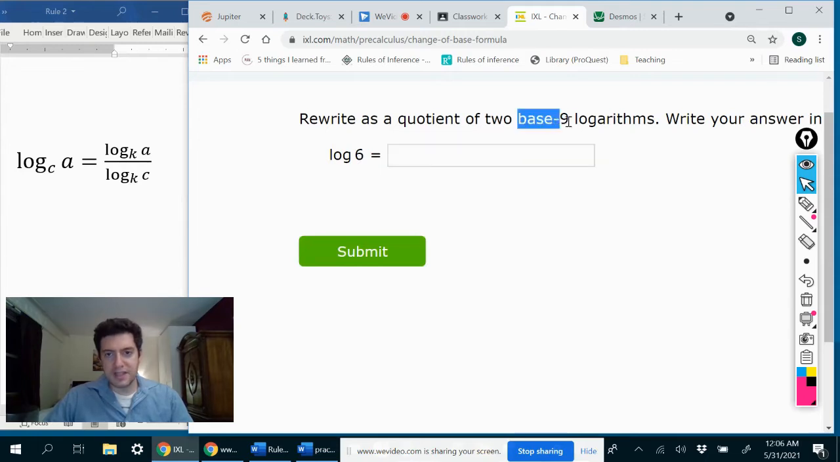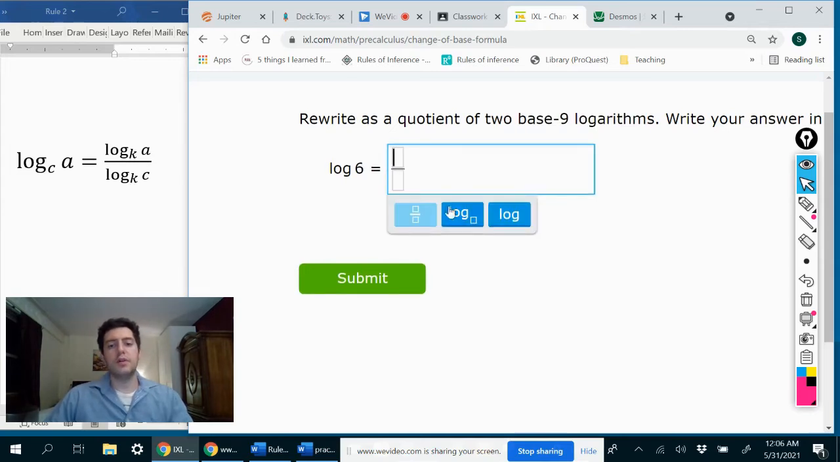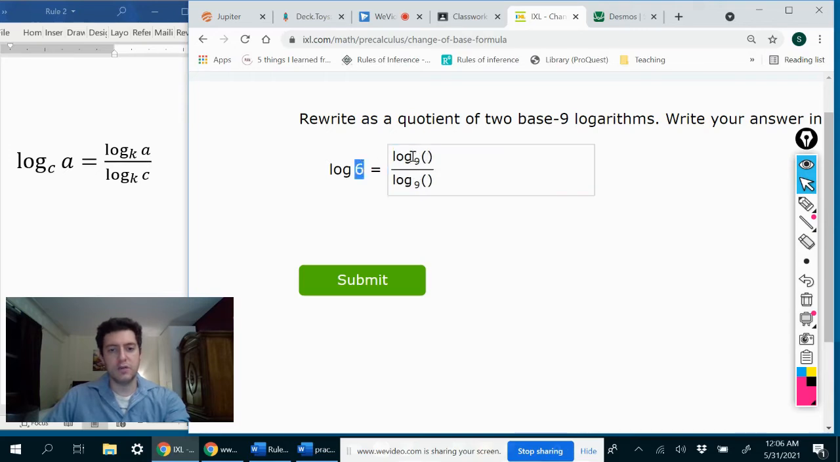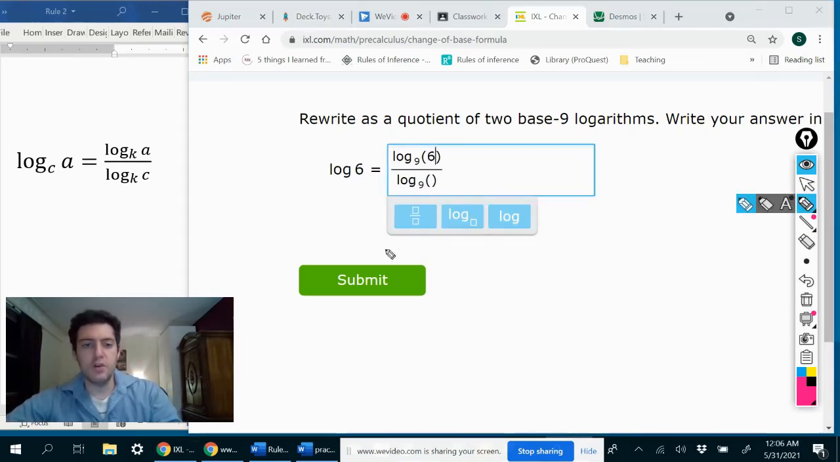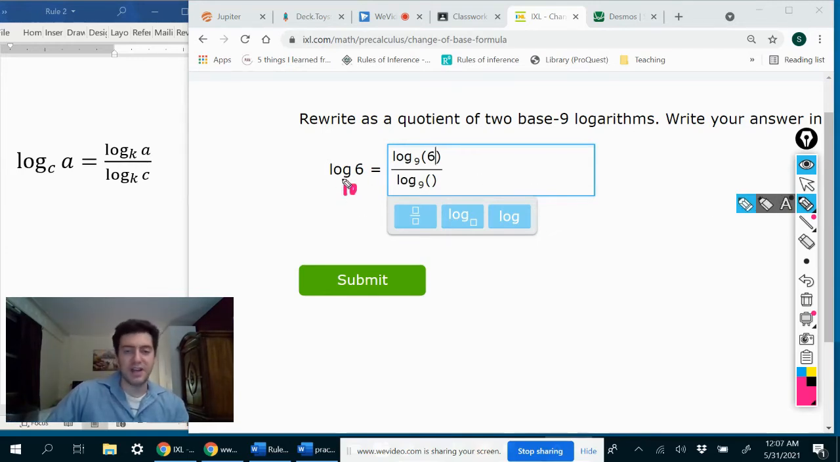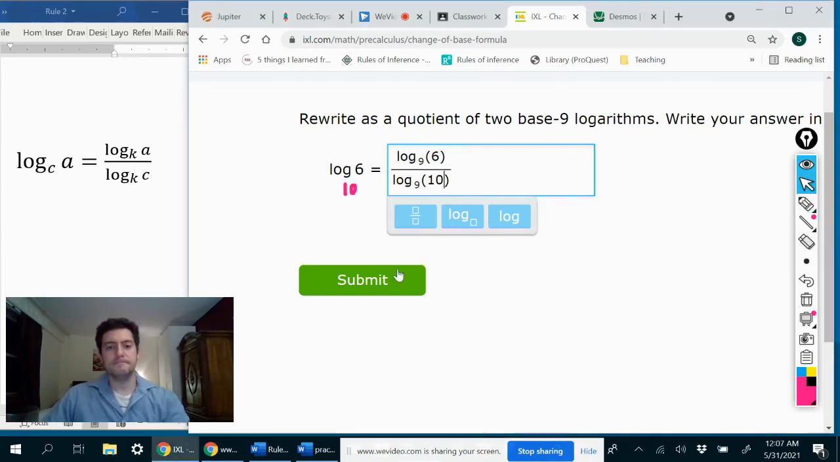Okay, 2 base 9 logarithms. And again, it didn't give me a base over here. So I'm going to do the log base 9 in the quotient like it said. And then I'll put a 6 over here in the numerator. In the denominator, since I was not given a base over here, and that implies the base is 10, that's a common logarithm over here on this side. So I'm going to put a 10 in the denominator over here.